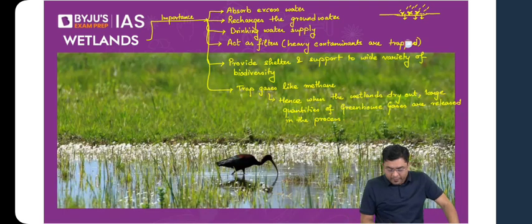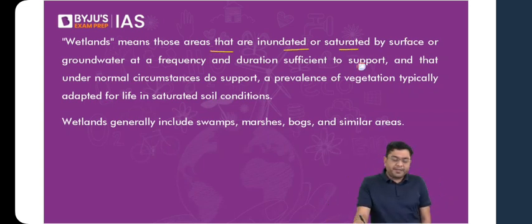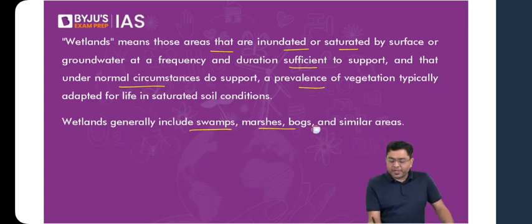So wetlands mean those areas that are inundated or saturated by surface or groundwater at a frequency and a duration sufficient to support, and under normal circumstances they do support, a prevalence of vegetation typically adapted for life in saturated soil conditions. Now, wetlands include swamps, marshes, bogs, and other similar areas where you have saturated water conditions, where you have the presence of standing water in general.